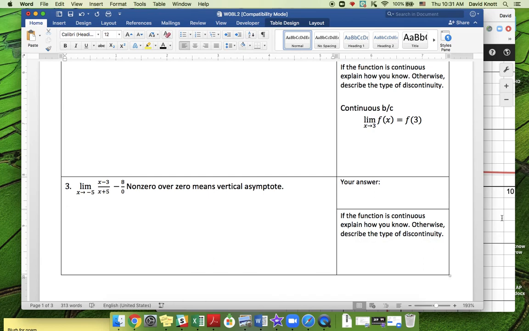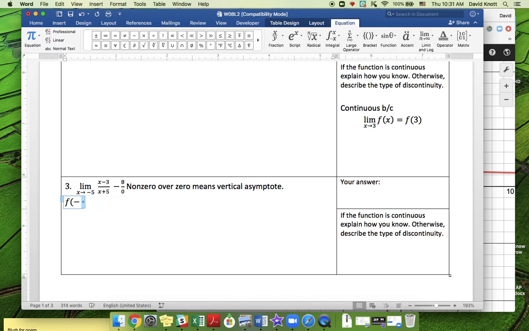Here's what you do. You plug in a value just to the left of this number here and a value just to the right of this number here, and you see what you get. So to see what I mean by that, let's try evaluating f at negative 5.01. That is a number just to the left of negative 5.